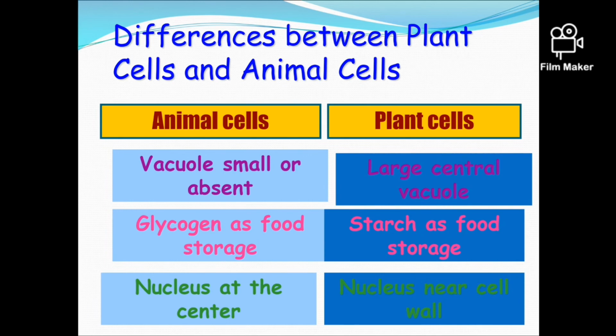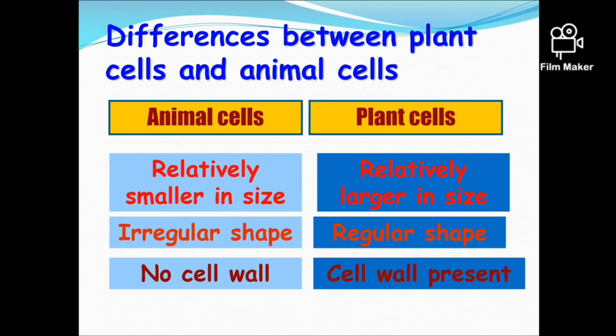In animal cells, the food storage is glycogen, while in plant cells the food storage is starch. The position of the nucleus in animal cells is at the center, while in plant cells the nucleus is near the cell wall. Furthermore, animal cells are relatively smaller in size, meanwhile plant cells are relatively larger in size. Second, animal cells are irregular in shape, meanwhile plant cells are regular in shape. Lastly, there is no cell wall in animal cells, meanwhile in plant cells the cell walls are present.